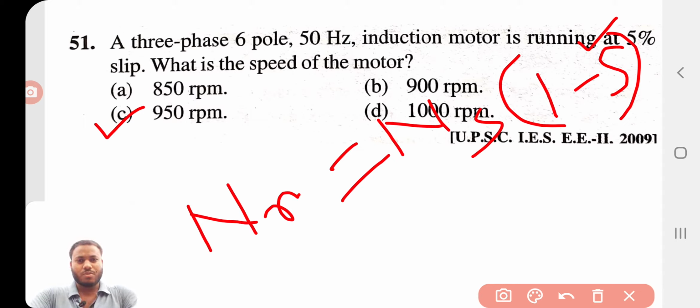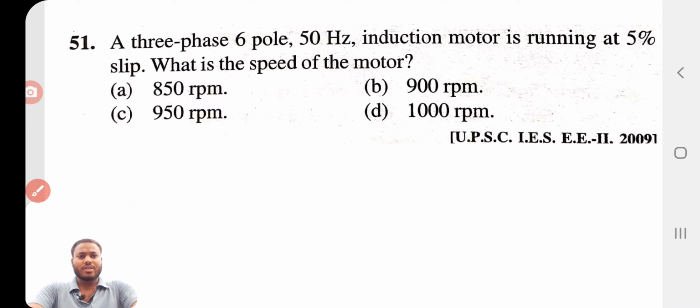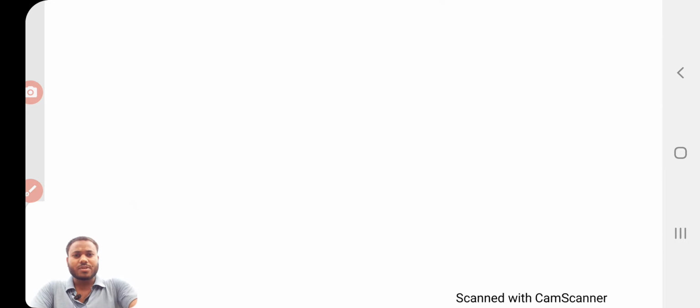Friends, you also solve this equation, NS equals 120 F by P, where in the question F is given as 50 hertz and P is 6 poles. I think you can calculate this little mathematics. So I clear this and proceed to the next question.